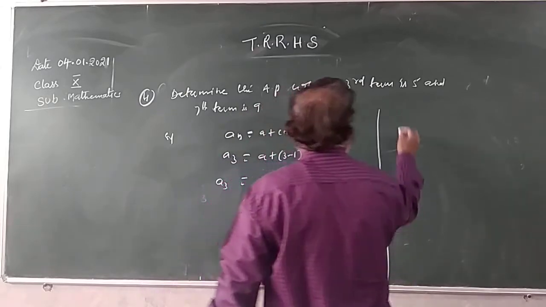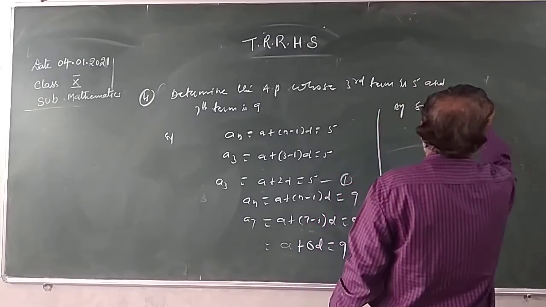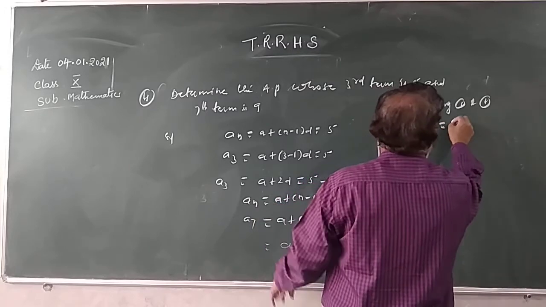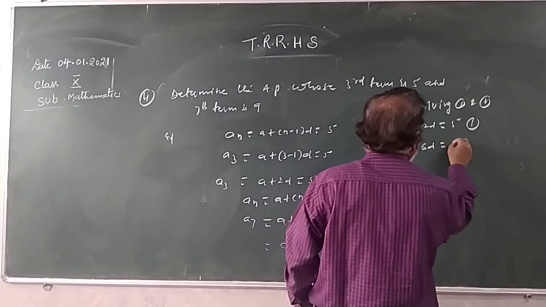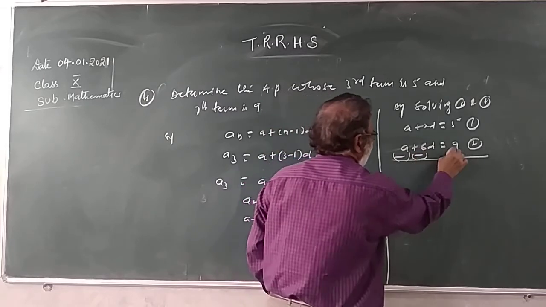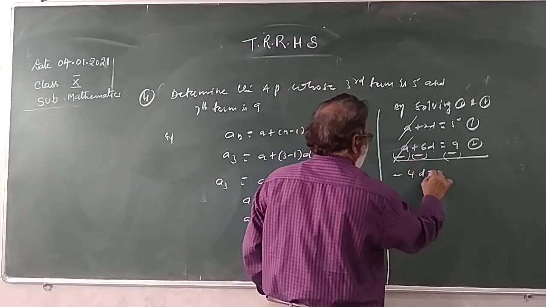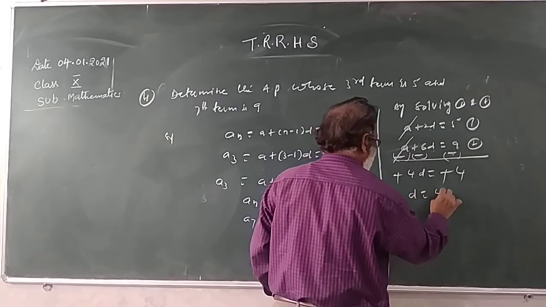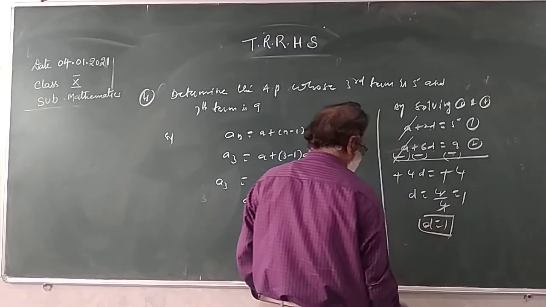By solving the two equations. The first equation is a + 2d = 5. The second equation is a + 6d = 9. Subtracting, change the signs: a minus a, minus 6d plus 2d, minus 4d, equals minus 9 plus 5, minus 4. The minuses cancel, so d = 4 by 4. d is equal to 1.